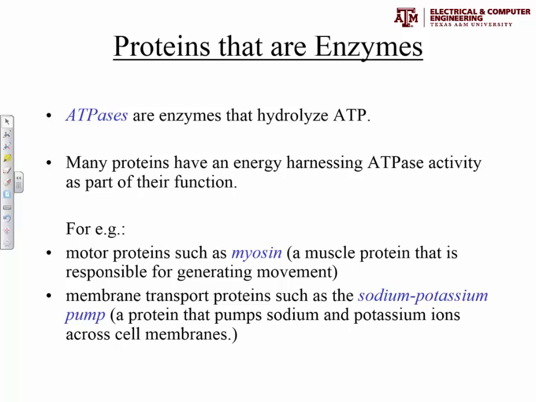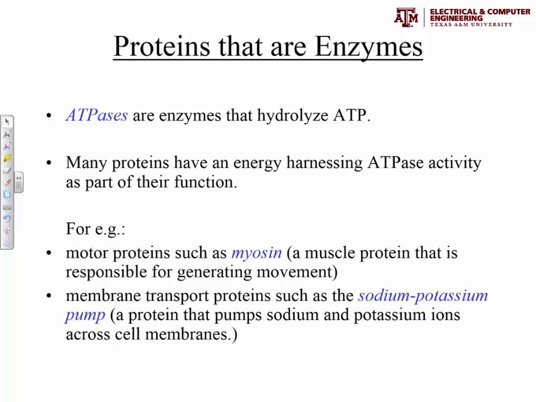ATPases are enzymes which hydrolyze ATP. So if you hydrolyze ATP, what are you going to get? ADP, yes. First hydrolysis will give you ADP, then maybe AMP. So ATPases are enzymes which break up ATP, right? And many proteins have an energy harnessing ATPase activity as part of their function, because that protein is doing some activity that requires energy.